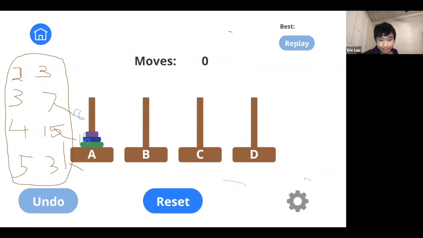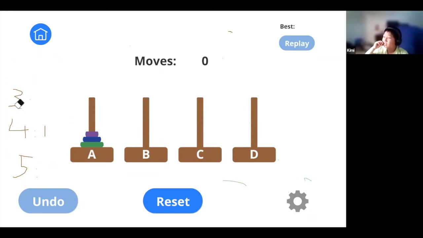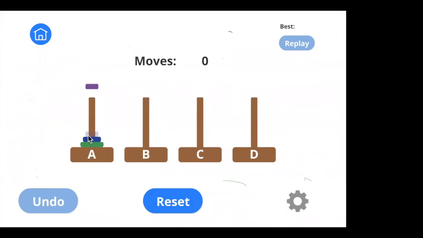Kathy, yeah? I think it's easier than the 3 rings ones. Yeah, it is easier. So how would you say we can actually solve this? I got it. Kathy, go ahead.